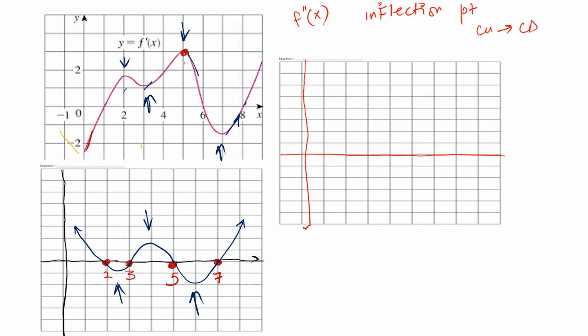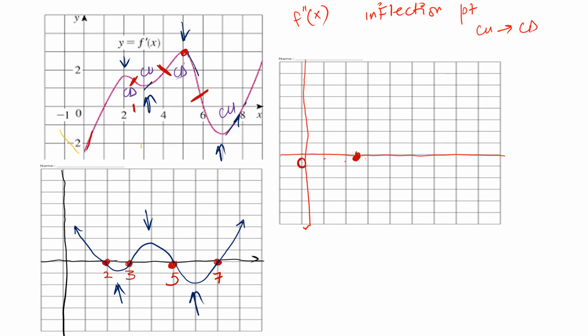So here I have concave down, concave up, concave down and concave up. I'm trying to find my inflection points: the first inflection point, the second inflection point and then the third inflection point are here. The first inflection point is at about 2.5, between 2 and 3. So this is my second derivative's x-intercept.